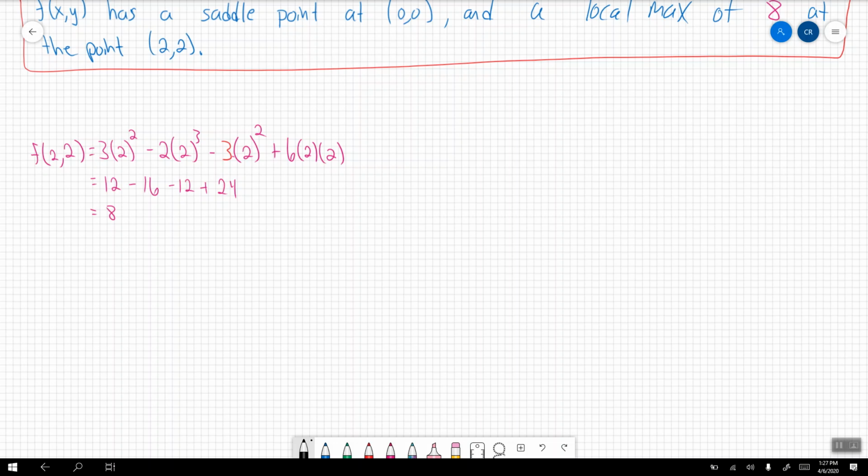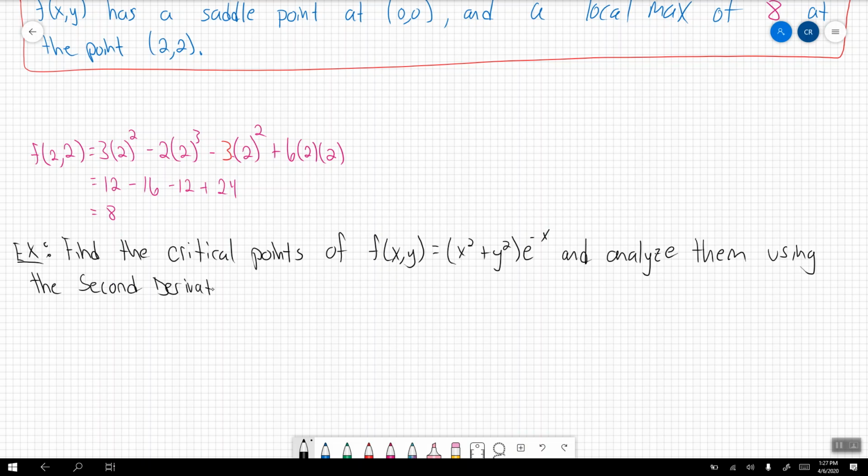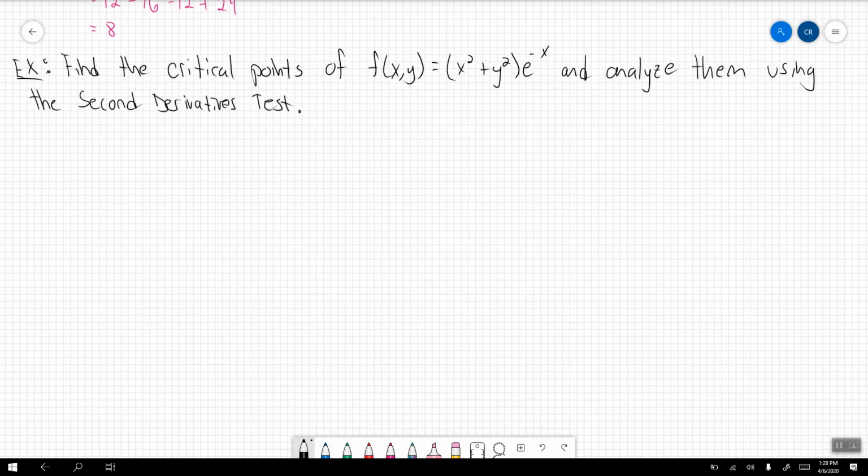All right, so here we go. Here's your example. We want to find the critical points of the function f of x y, which is equal to x squared plus y squared times e to the negative power of x, and analyze them using the second derivatives test.